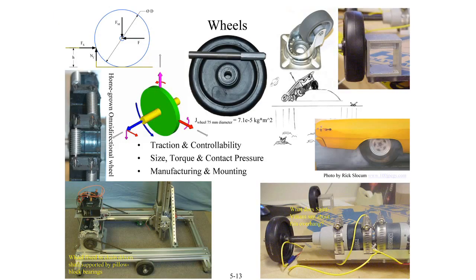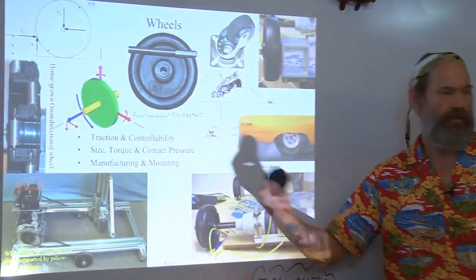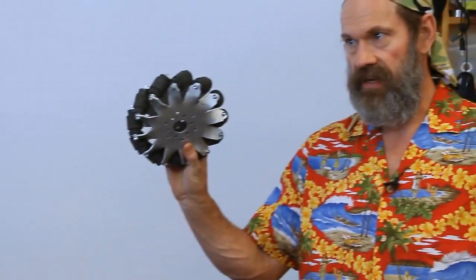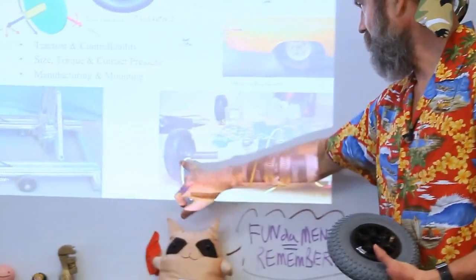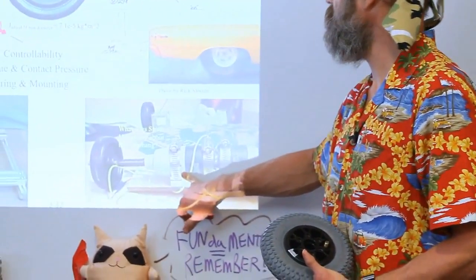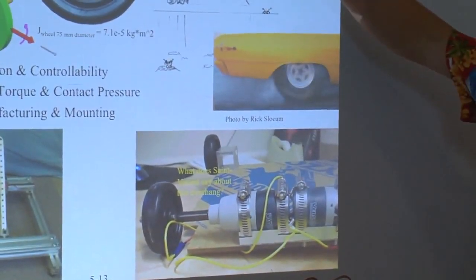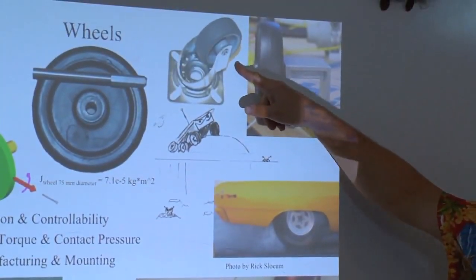Okay, wheels. The world moves on wheels. Wheels come in many different forms, from hard plastic wheels to pneumatic tires to funny omnidirectional wheels. All kinds of exciting things for wheels. Remember, Saint-Venant's principle works everywhere. Friction is very important. Kinematic constraint is very important.